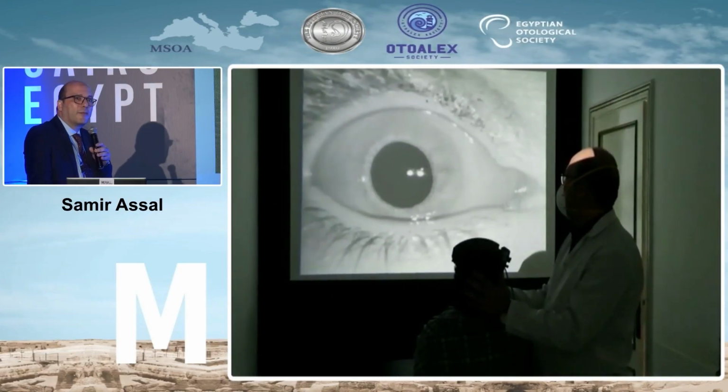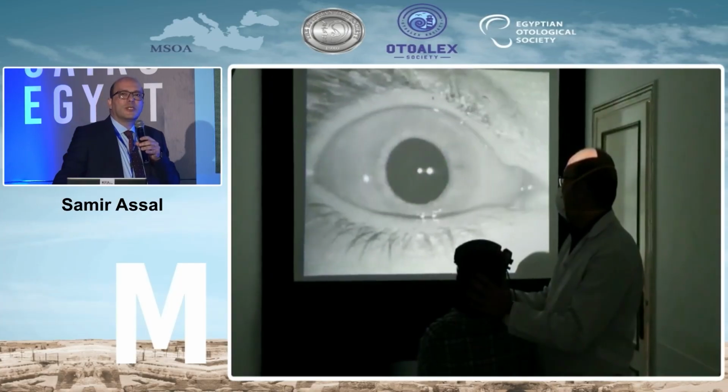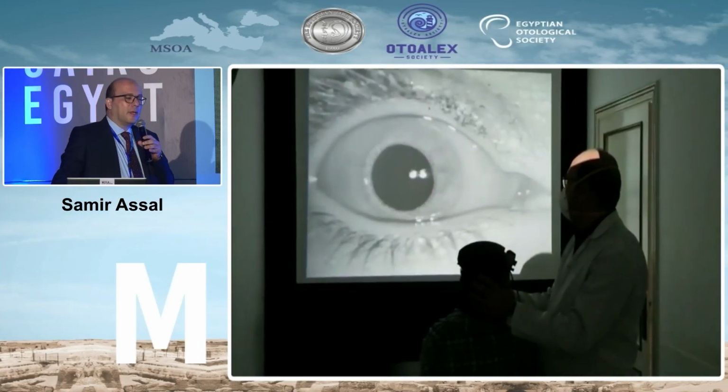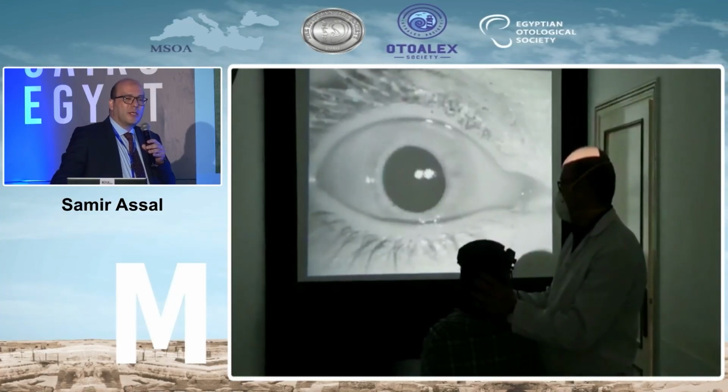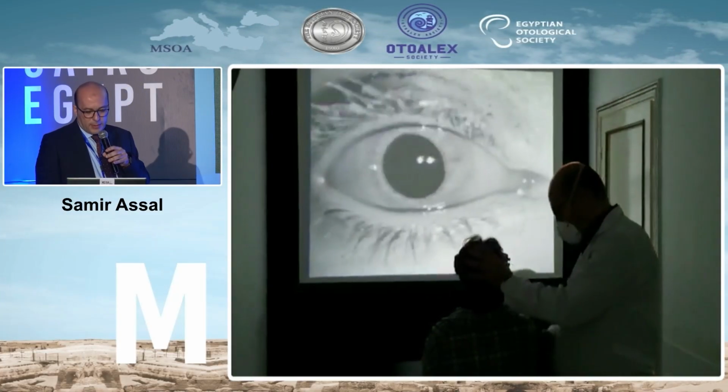So we benefit from the pseudospontaneous nystagmus in that I can determine which side is affected. If the case is geotropic, it is directed toward the unaffected side. If it is apogeotropic, it is directed toward the affected side.